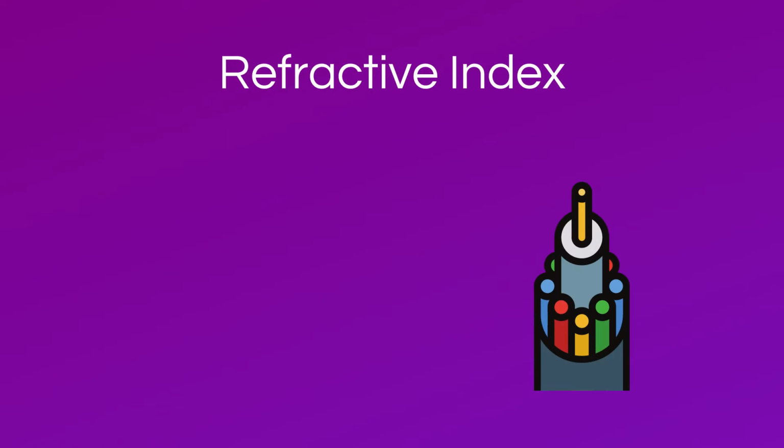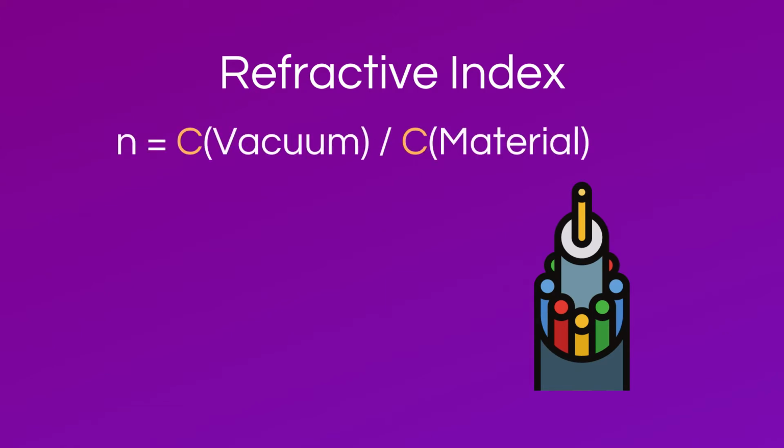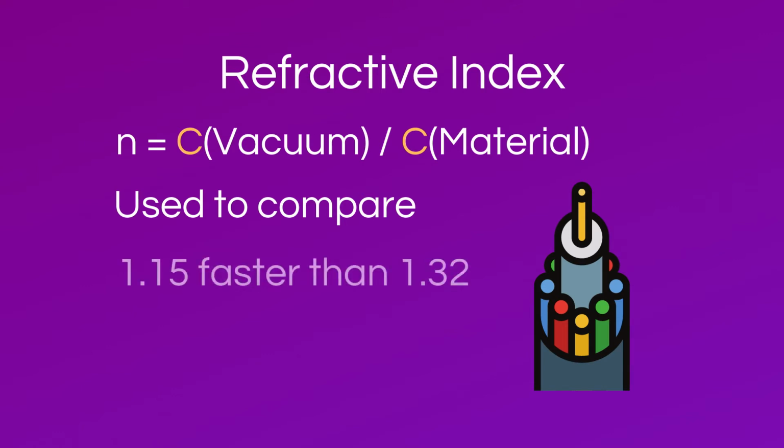Before we can calculate the critical angle, we need to go over another concept called the refractive index. The refractive index equals the speed of light in a vacuum divided by the speed of light in that particular medium. This index is used to quickly compare the speed of light in various materials. For example, light travels faster in a material with a refractive index of 1.15 than it does in a material with a refractive index of 1.32.